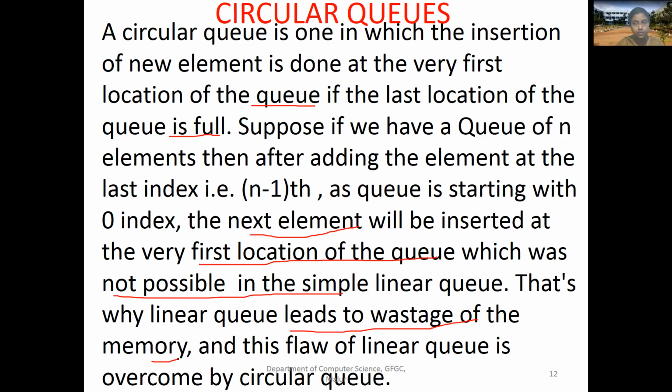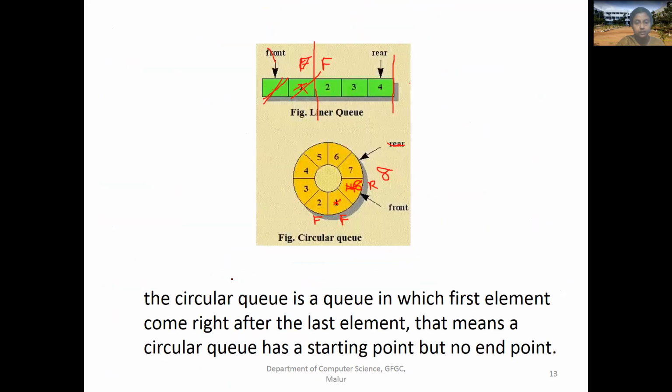In circular queue, we can fully use the memory, but in linear queue, we won't be able to use the memory like this. Wastage will be there. See the point? The circular queue is a queue in which the first element comes right after the last element. That means the circular queue has a starting point but no end point. So keep on increasing. When you keep on deleting records, in that place you can insert a record. Until the queue is full, you can utilize the entire memory in the circular queue.